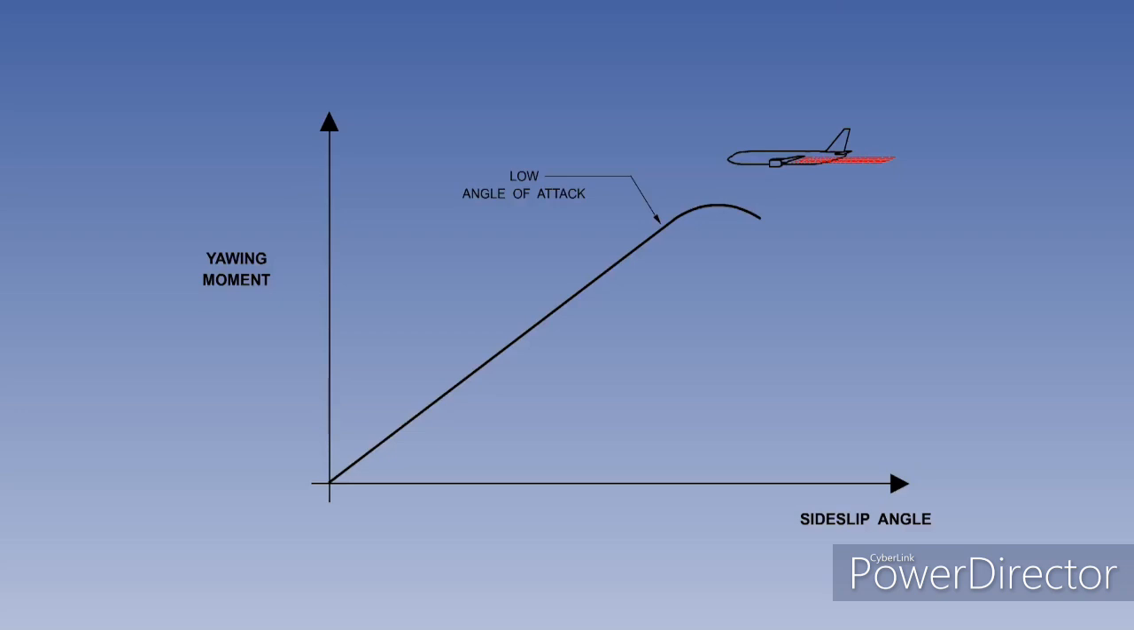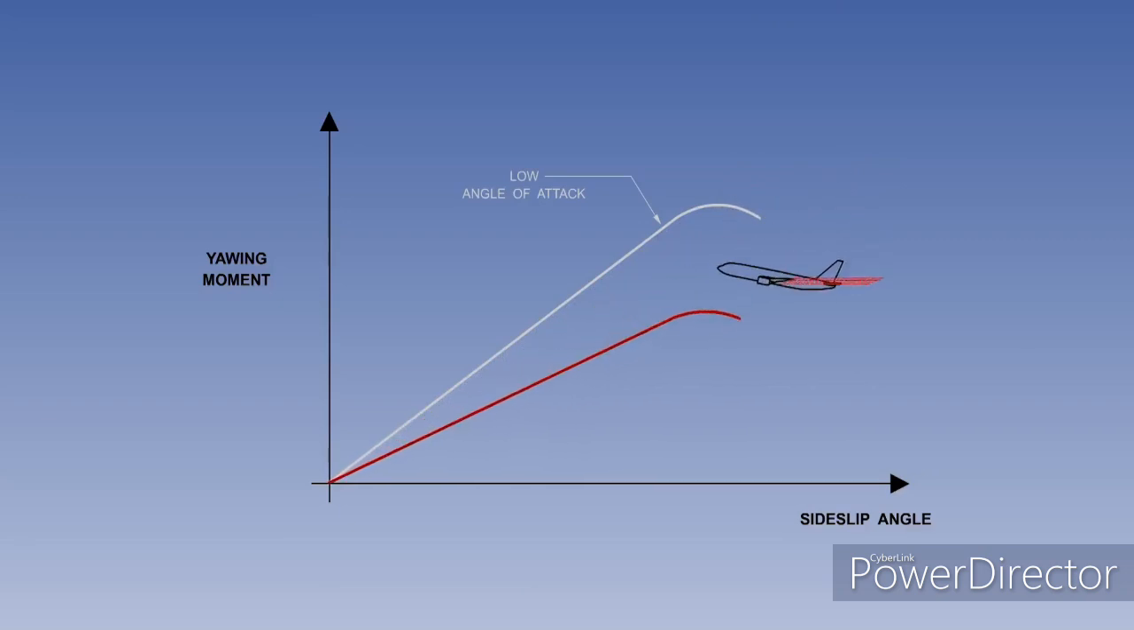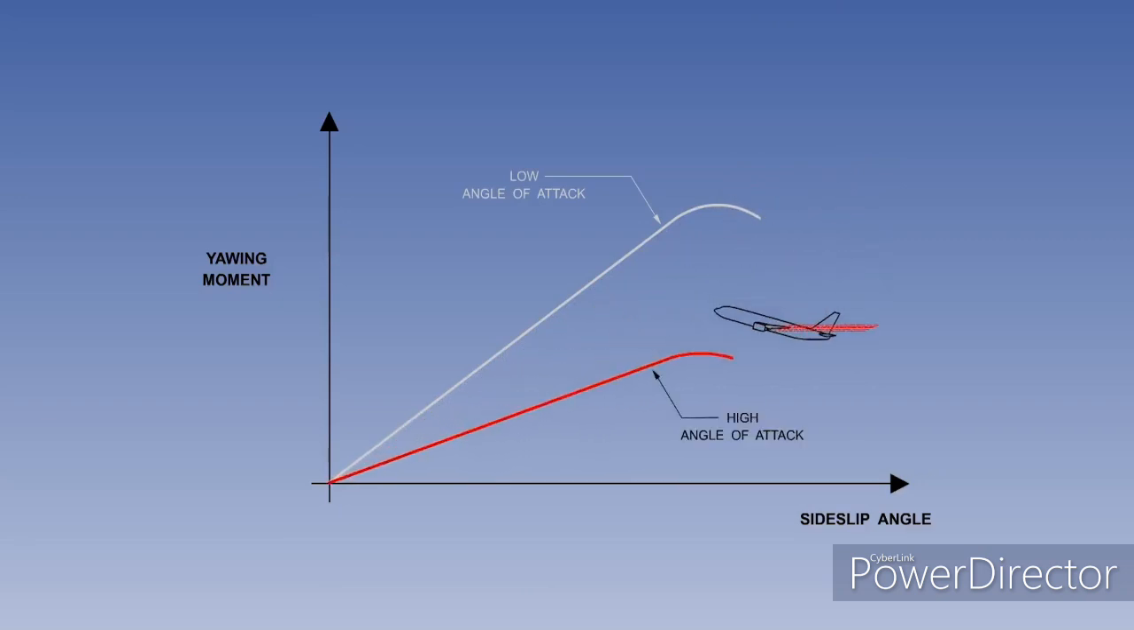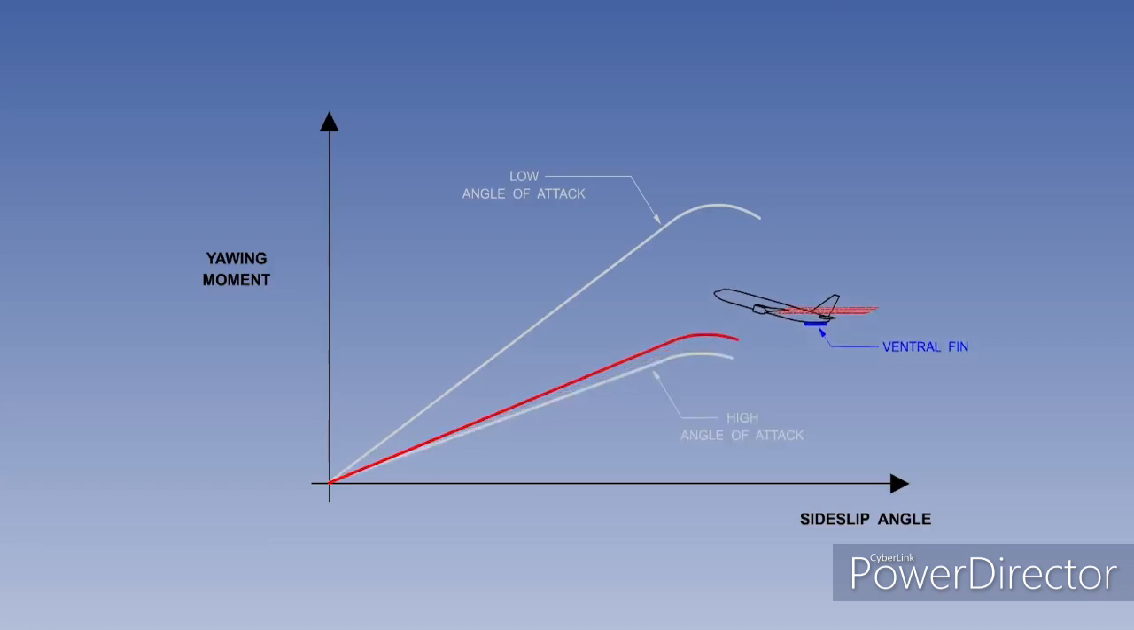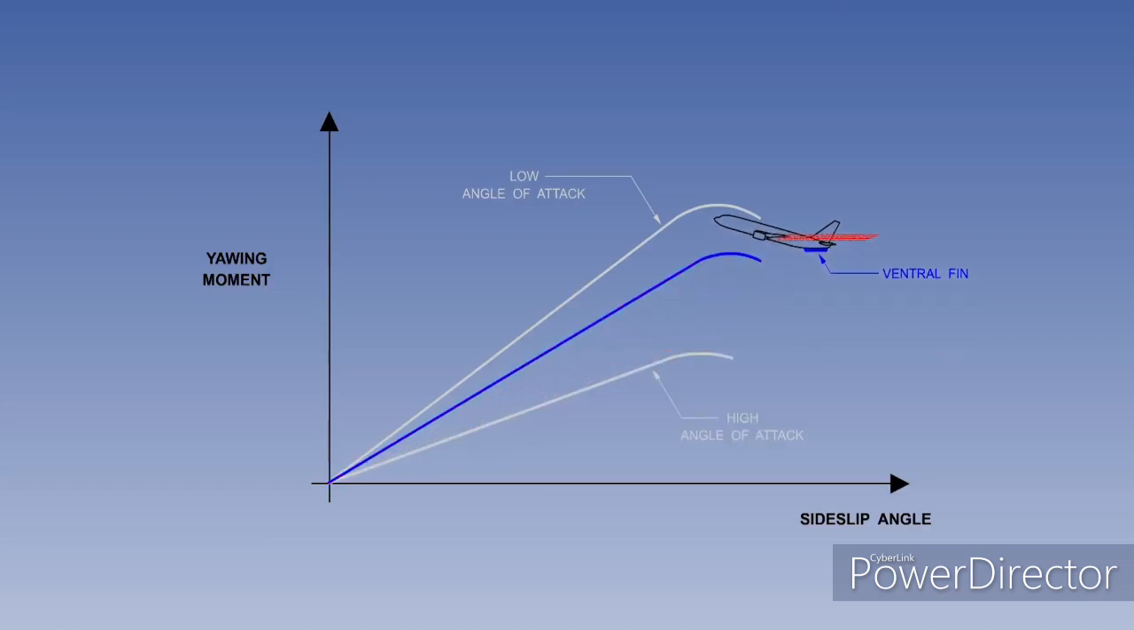The illustration shows an aircraft flying at a small angle of attack, with a typical yawing moment to side-slip angle ratio. The plot shows an acceptable value of directional static stability. As the aircraft slows down, its angle of attack must be increased. The wake from the wing is now contacting the fin, and reduces its effectiveness. You can see the plot now represents the reduced level of directional static stability. The addition of a ventral fin will increase the directional static stability at high angles of attack.